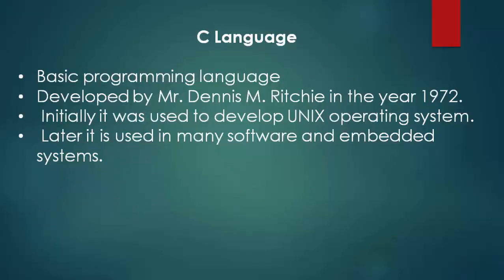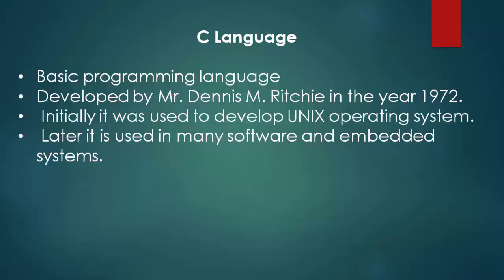C language is a basic computer programming language developed by Mr. Dennis M. Ritchie at Bell Laboratory in the year 1972. Initially, he used it to develop the Unix operating system, and later it was used in many software applications and embedded systems. Even today, many programs of Unix operating systems are written in C language.